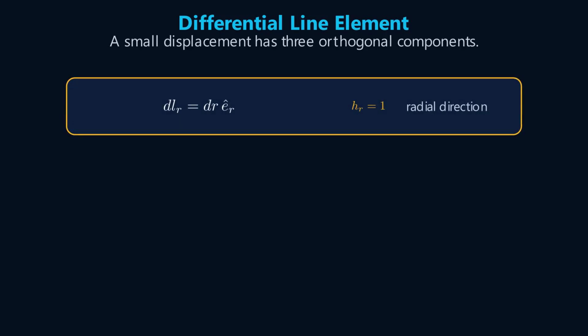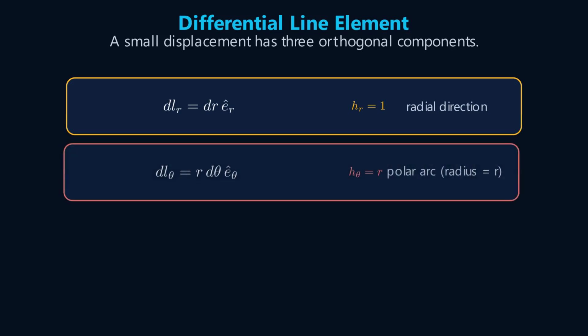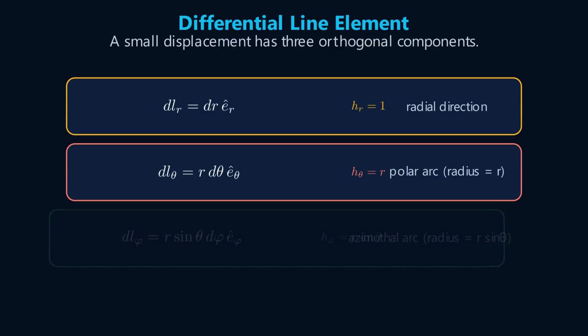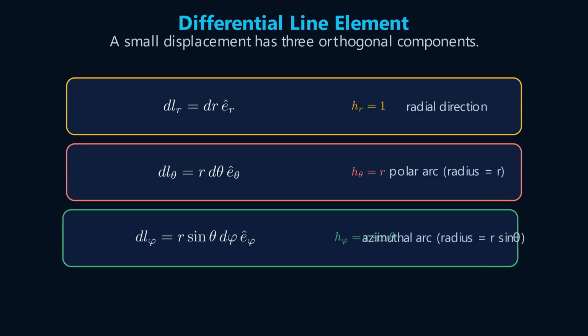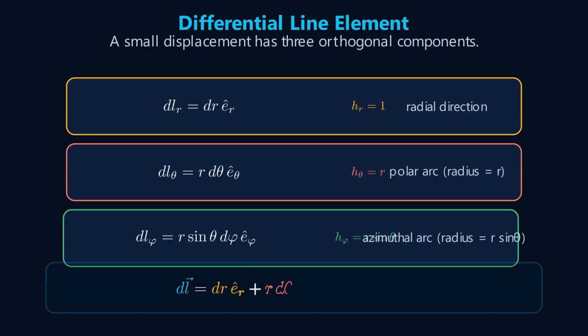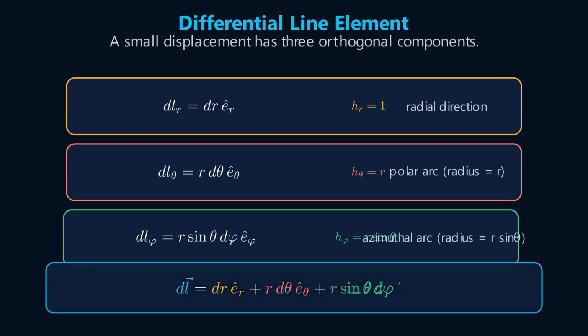In the r direction, a change dr gives dl_r equals dr e_r. In the theta direction, an angular change d theta corresponds to an arc length of r d theta. So dl_theta equals r d theta e_theta. The metric coefficient for theta is r. In the phi direction, the arc length is r sine theta d phi because the circle of constant theta has radius r sine theta. So dl_phi equals r sine theta d phi e_phi.